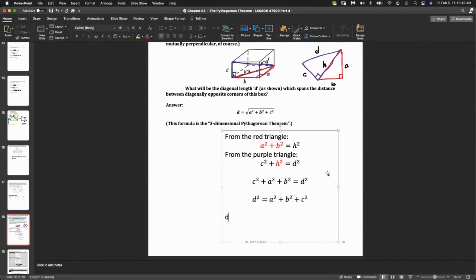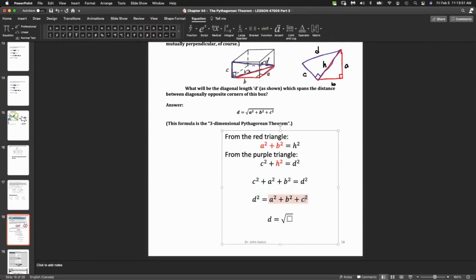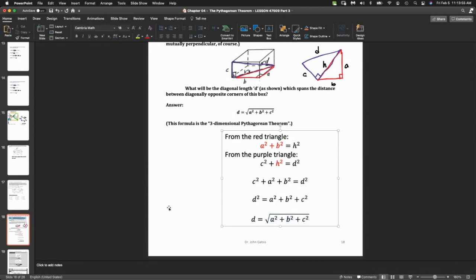And you can take a square root. So I'll take the square root of that right now and just dump it in there. And there you have it. That is the derivation for the three-dimensional Pythagorean theorem.